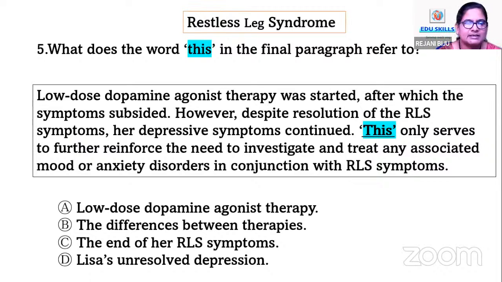What does the word "this" in the final paragraph refer to? See, we'll read that part. This only serves to further reinforce the need to investigate and treat. See, this is a long sentence. No need to go deep into that. We have to find out what "this" is. That's all. So it will be in the previous part.